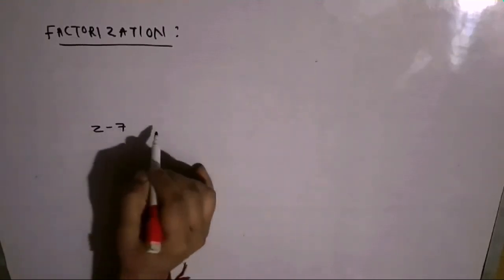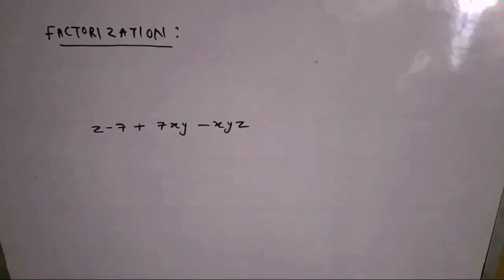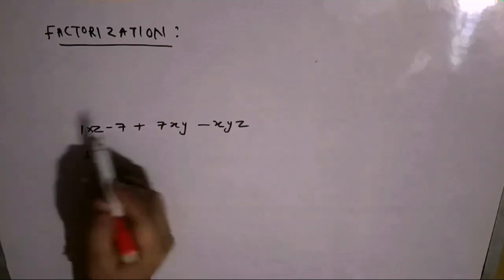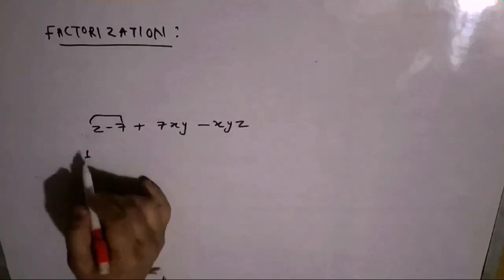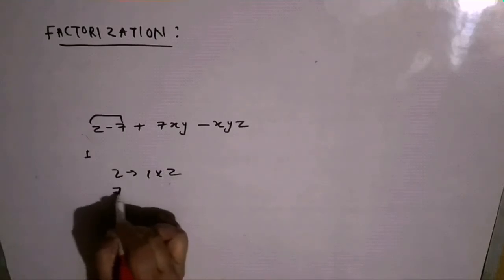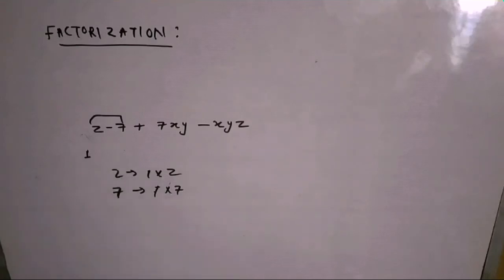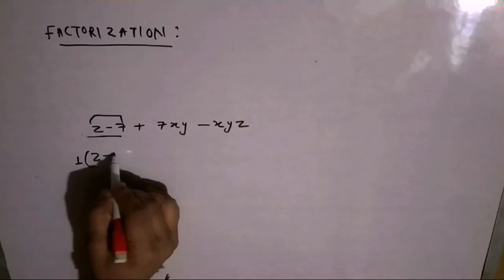Let us take another example. Z minus 7 plus 7xy minus xyz. So here in this case, you can easily see this that only 1 is coming out of it. Nothing is coming out, so you can take 1. 1 can always come out of anything if nothing is coming out. Okay, because z can be written as 1 into z. Likewise 7 can be written as 1 into 7, because 1 into 7 is 7 and 1 into z is z. Okay, so 1 can always come out of any of these expressions, so 1 is coming out, so z minus 7 is coming here.